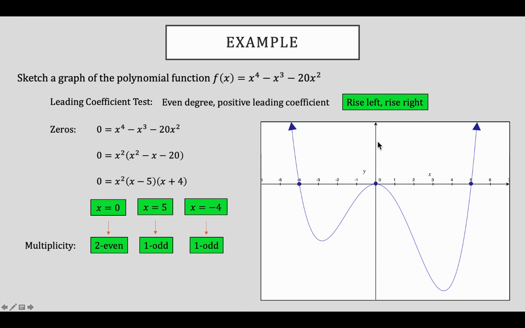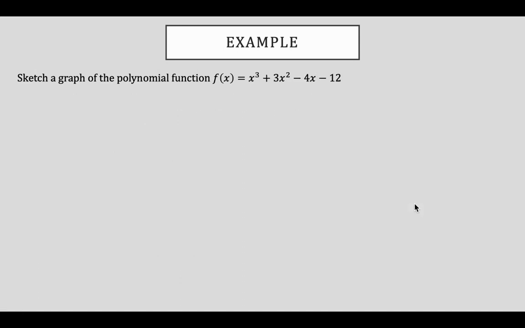The key things that I'm looking for is, do you have the correct zeros? Do you have the correct end behavior? And do you have the correct behavior around each one of the zeros? That is all you need to get full credit on your sketches. All right, let's take a look at another example.